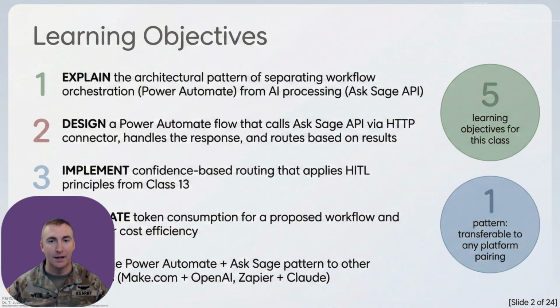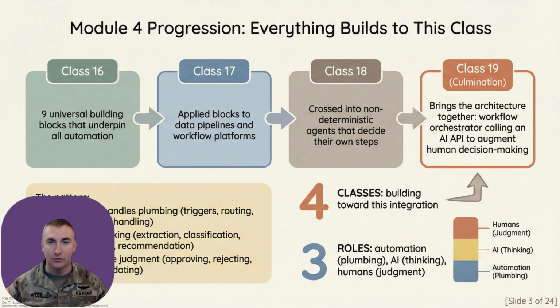These objectives did not come from nowhere. They trace a path through every class in this module. Everything in Module 4 was building to this. Class 16 gave you the 9 building blocks. Class 17 applied them to data pipelines. Class 18 introduced agents that decide their own steps. Now, Class 19 brings it together.